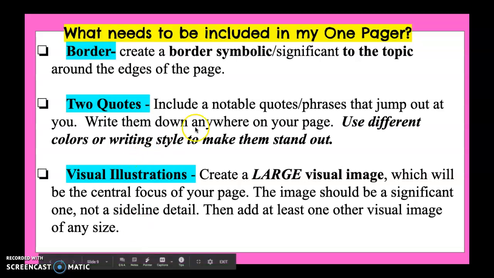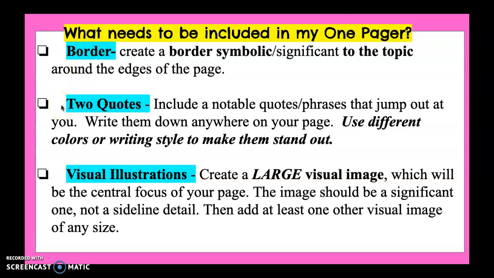So for this week's one-pager, and this is typically what I ask of in my one-pagers in my classroom, here's what you need to include. So around the edges of your paper, you should have some sort of border. This border should be symbolic or significant, important to the topic that we are learning this week. So your topic this week is going to be the railroad and the impact of the railroad. So you want a border that has something to do with the railroad.